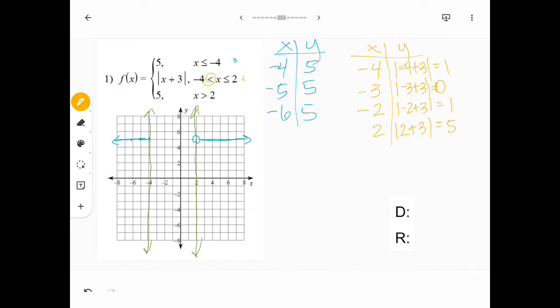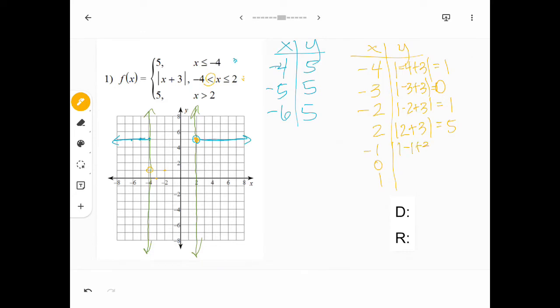At -4, notice that it is just less than, so it's going to be an open circle. At -4, 1, -3, 0, and then -2 we're at 1, and at 2 we're at 5, which is actually the same point we have here, so I'm going to go ahead and fill in this circle. If you are unsure of what's happening between -2 and 2, feel free to add more points. Like we could plug in -1, 0, and 1. You can always add more points.